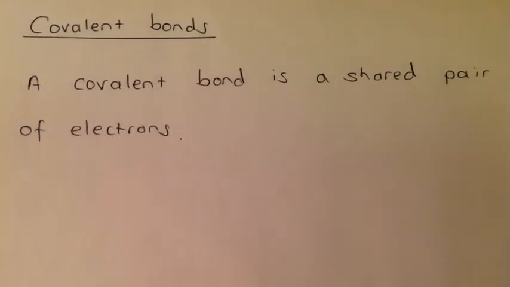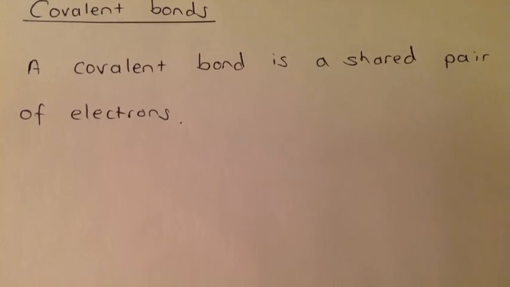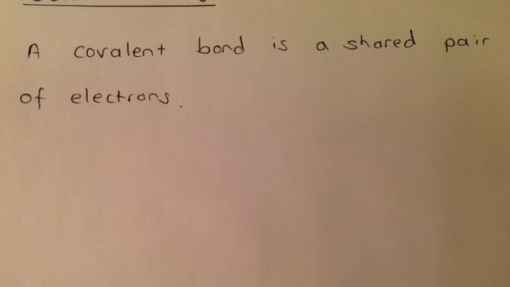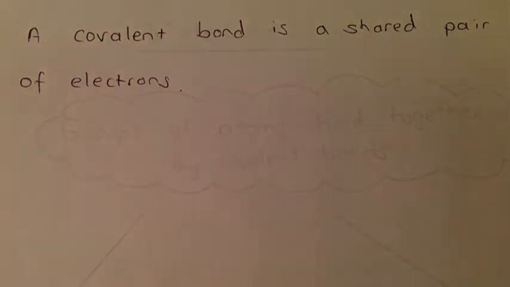Now, how are the atoms held together in a molecule? Well, they are held together by a type of bond called a covalent bond. And a covalent bond is a shared pair of electrons.